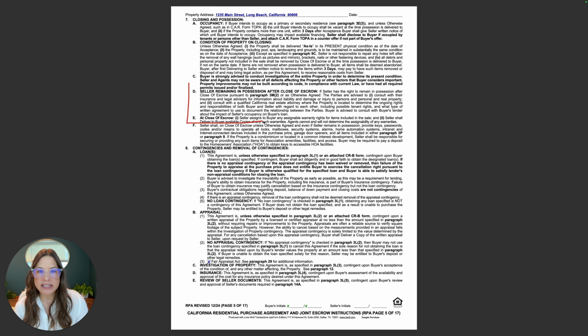Seller remaining in possession. This also talks about what we talked about earlier with seller in possession.